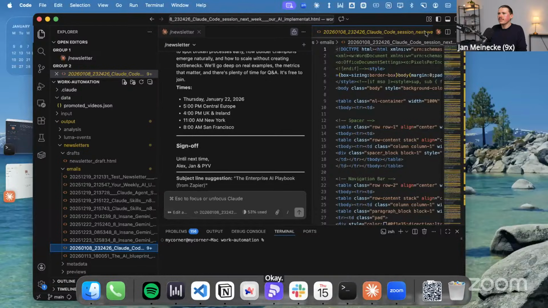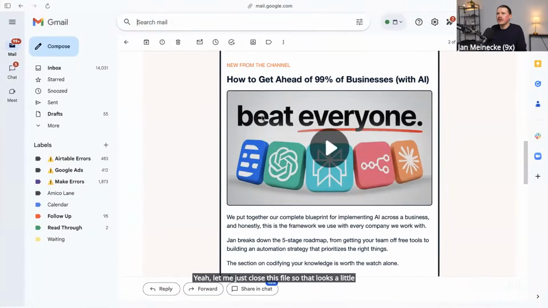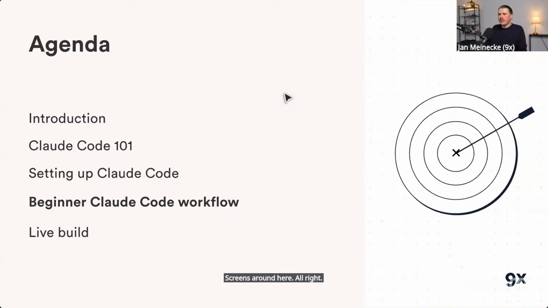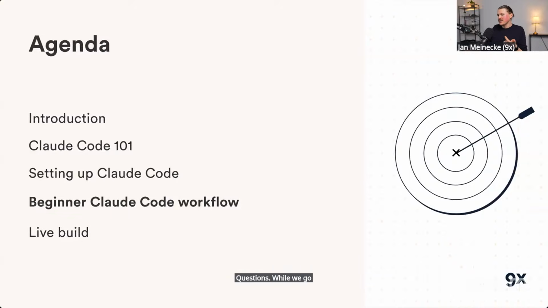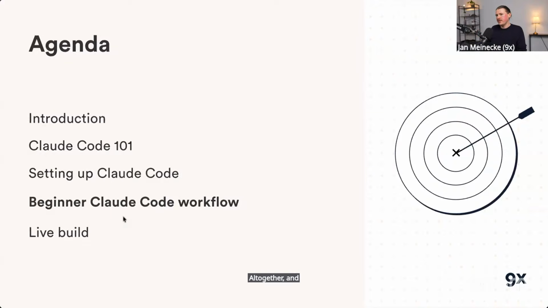Okay. Let me just close this file so that it looks a little bit better. I'll move my screens around here. All right. What I want to do now is walk you through a beginner workflow where I'll be doing this step by step, and then there'll be some time for questions while we go, because as we can see, Claude's going to run a little bit. I want you to watch me through the process, and then we'll do a live build all together. This will also give you plenty of time to actually go and set up Visual Studio Code.